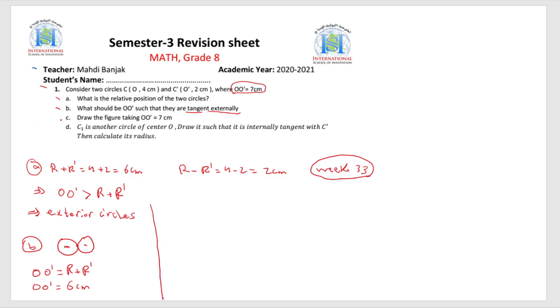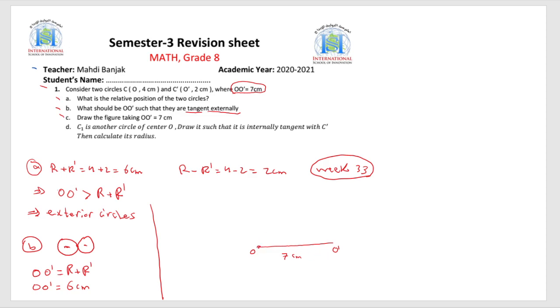Okay, this is fine. Part C: draw the figure taking OO prime equal 7 centimeters. What you need to do in your copybooks is to draw it to scale. Here I'll not draw to scale. So you must draw a straight line of OO prime equal 7 centimeters, and you must measure.